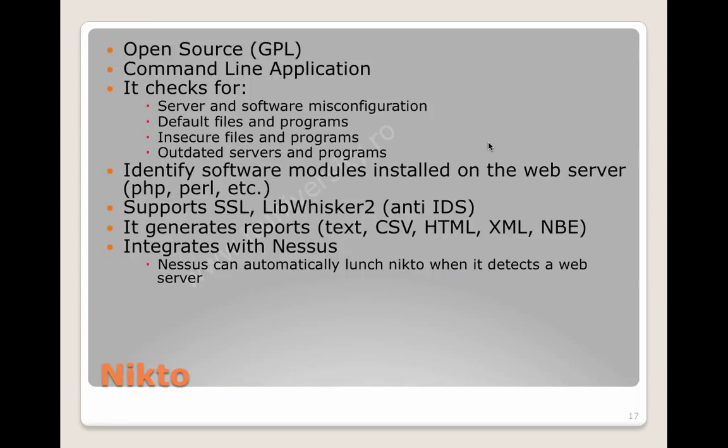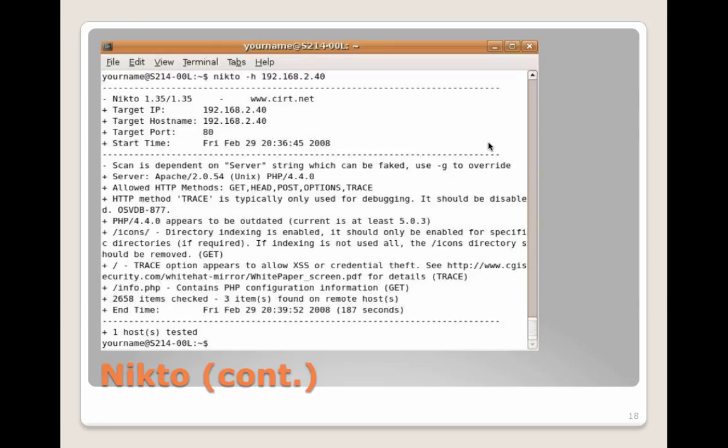One of them is Nikto. This is a command line application and identifies many well-known vulnerabilities, server misconfigurations, and default files left forgotten by the system administrators. Those files can be useful in the information gathering phase. Another advantage of Nikto is that it can integrate with Nessus, so it can automatically be launched when a web server is detected by the Nessus scan.